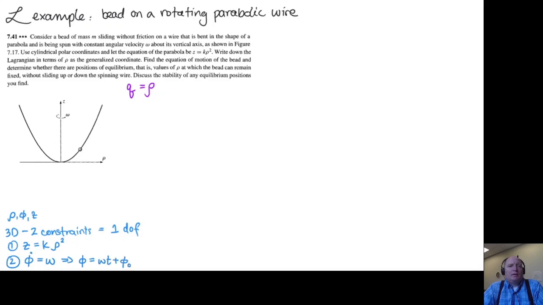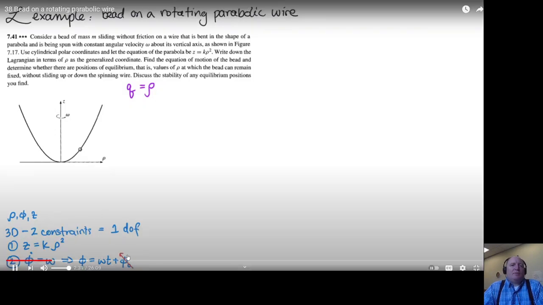starting from some reference position, and we can take phi naught to be 0 without loss of generality. This is kind of what I was doing before, where I wanted to begin right here, and then rotate it to here.